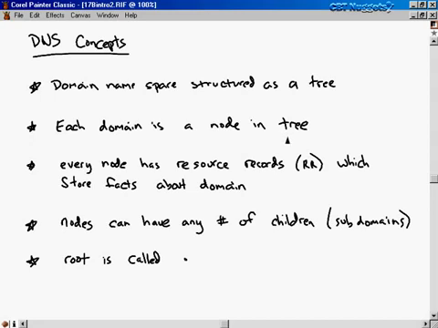Now each domain is a node in the tree. In our directory example, nodes in the tree would be directories. Every node has what are called resource records, which I'll abbreviate RR, and those store facts about the domain. In our directory example, resource records might be like files. Resource records are associated with domains just like files are associated with the directory they're in. Nodes or domains can have any number of children, or what we call subdomains. And the root domain is called dot, just like the root directory in our directory tree is slash. That would be the root level directory.